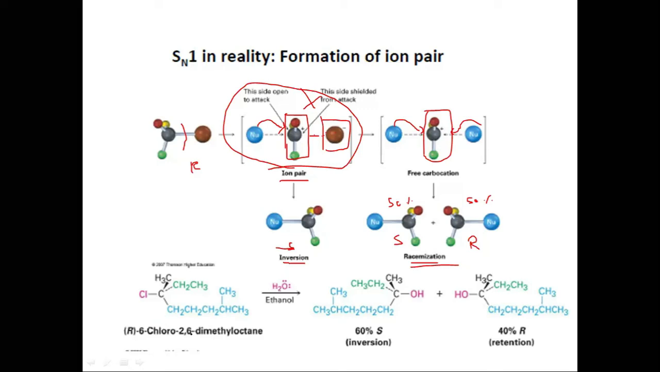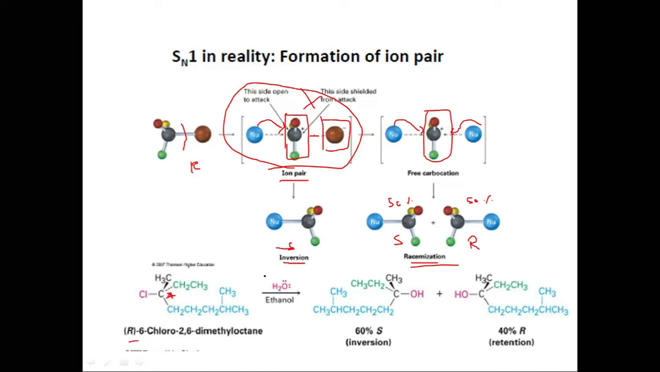Now, let us take a live example of how the S proportion and R proportion vary with respect to an optically active substrate. Take this as an optically active substrate in the R form: 6-chloro-2,6-dimethyl octane. You know that this is a chiral carbon, it's optically active, and it exists in the R form.